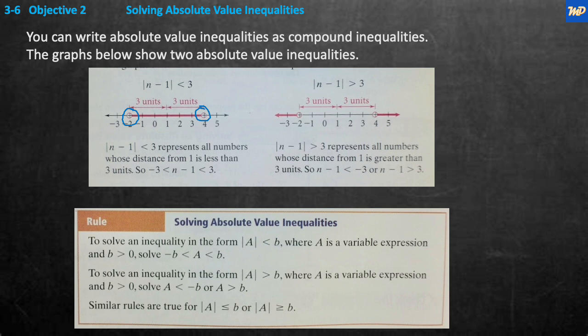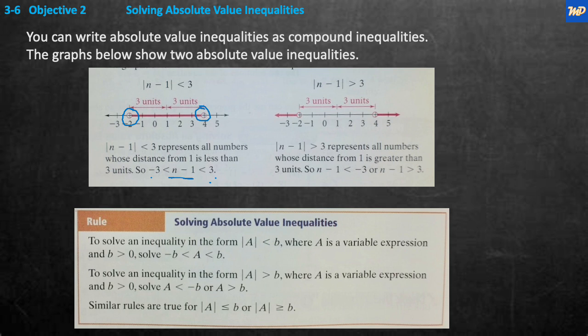So we're going to do this again. We're going to say the absolute value of n minus 1 less than 3 represents all numbers whose distance from 1 is less than 3 units. So negative 3 is less than n minus 1 is less than 3. So that puts the values in between the two terms, negative 3 and 3, okay?